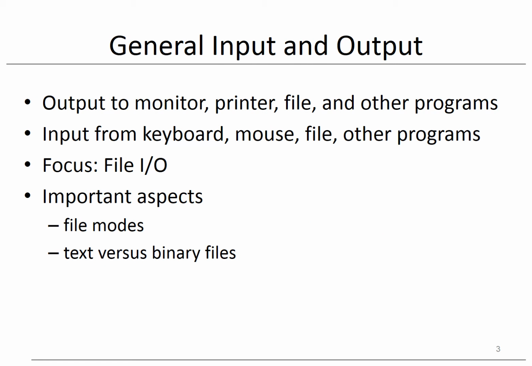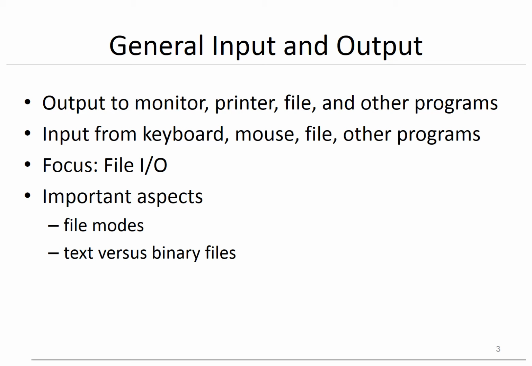The output of a program can be delivered in various ways. Popular examples are to a monitor, printer, file, or even to other programs. Likewise, the input for a program can be received from the keyboard, mouse, a file, or also other programs. As mentioned, in this chapter, we will focus on file I/O, whereby both input and output are stored in files.